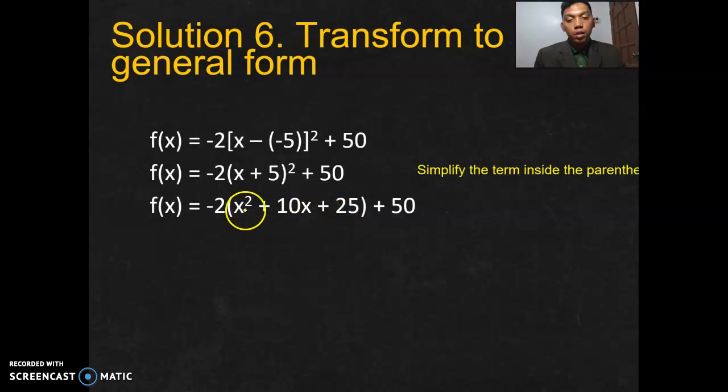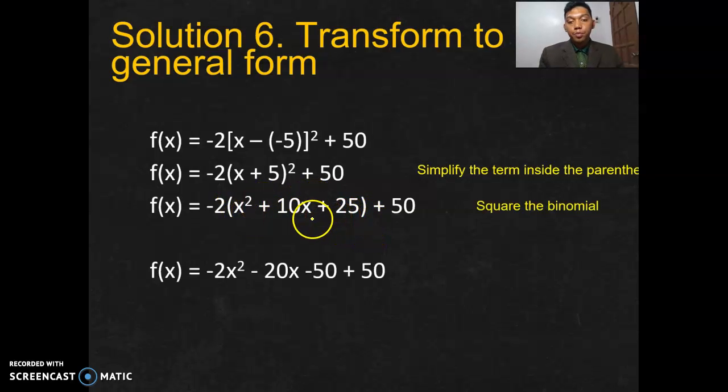Basically, since a is negative 2, you have to multiply the a on all terms inside the parentheses. So to multiply that one, we have negative 2x squared minus 20x minus 50 plus 50. The last one you just have to copy. Okay, and then moving on, we now combine these two. So this is actually 0. Therefore our general form is negative 2x squared minus 20x.